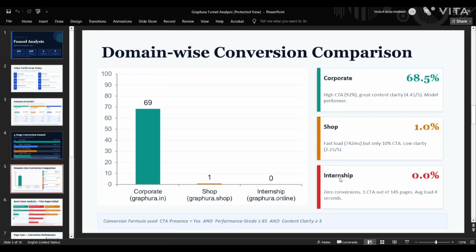Only 1 out of 145 pages has a CTA, and the average load time is 4 seconds. The important key takeaway here is that all of these are fixable issues. No major infrastructure changes are required.